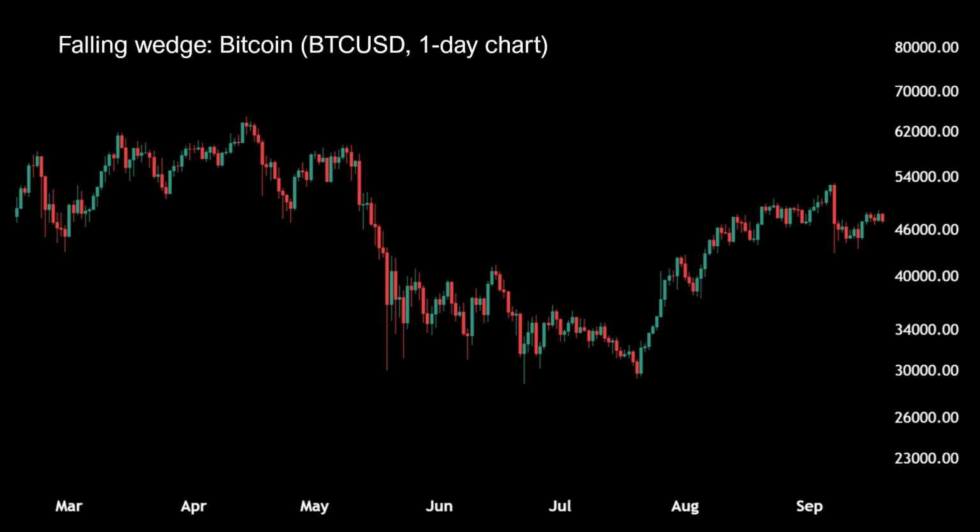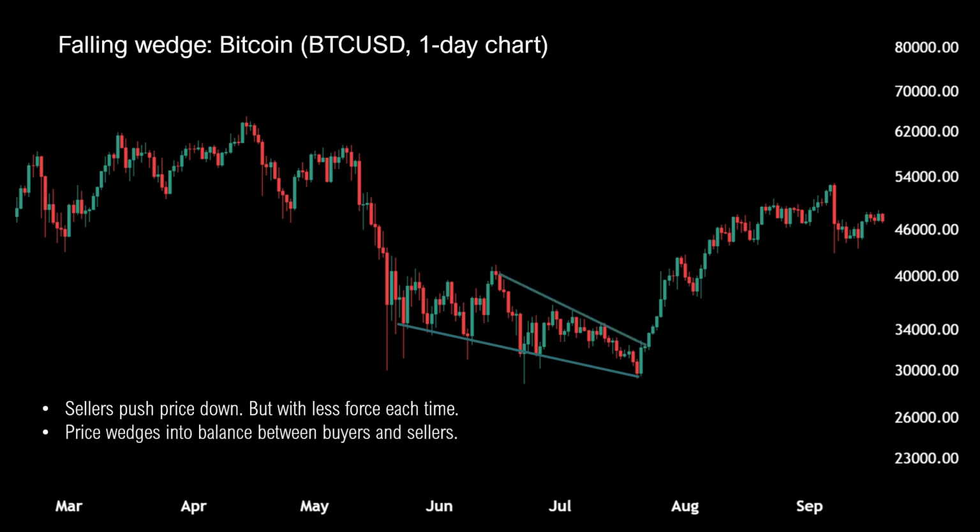Notice that from late May through to the end of July, sellers pushed the price down to lower lows. But also notice that they did this with less force each time. And we can see that if we connect the lows based on the daily candle closes over here. The price then began to wedge itself into a balance between buyers and sellers. So the price was still technically in a downtrend, making lower highs and lower lows, but it was compressing into a tighter and tighter range each time.